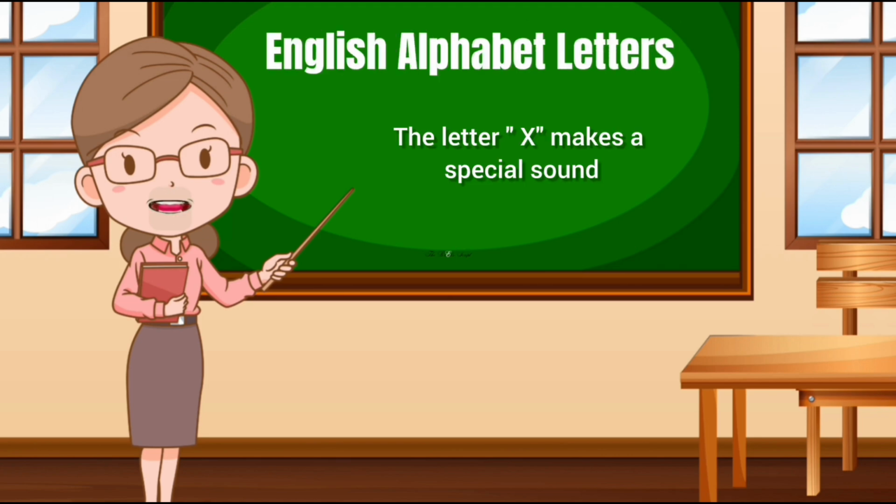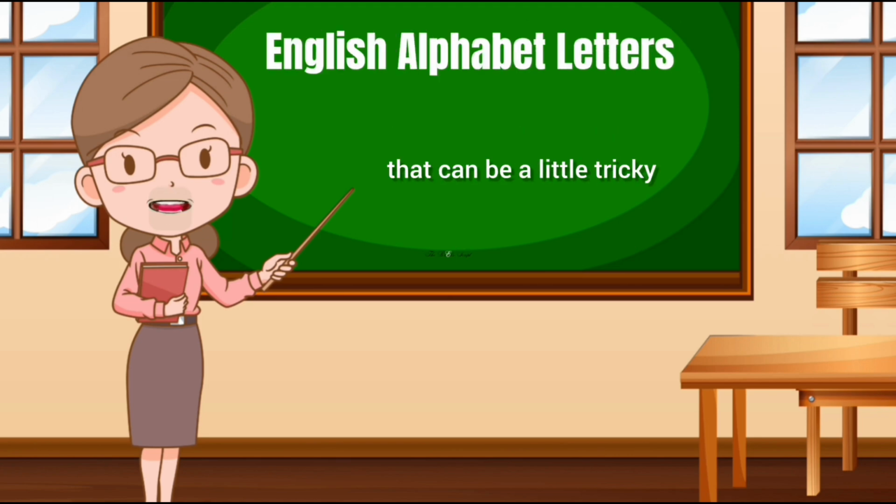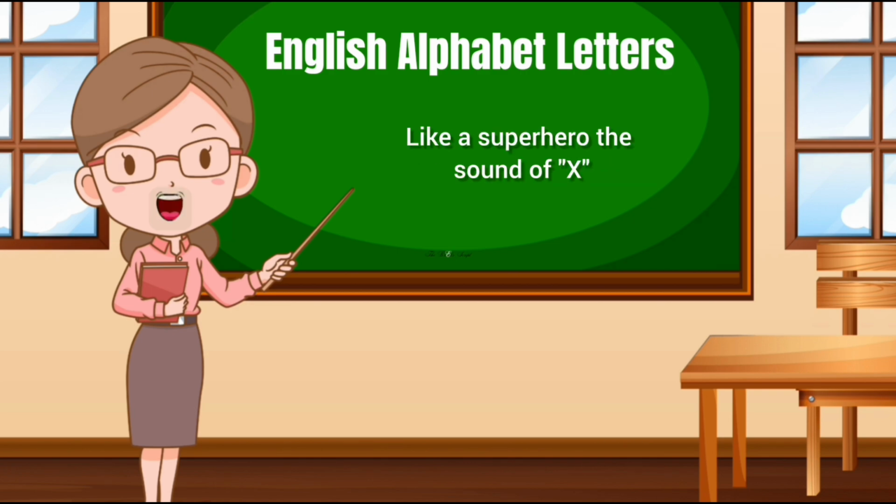This is the alphabet letter X. The letter X makes a special sound that can be a little tricky but really cool. It usually sounds like X, a superhero. The sound of X, we can hear it at the end of words like box, fox, and at the start of words like X-ray.